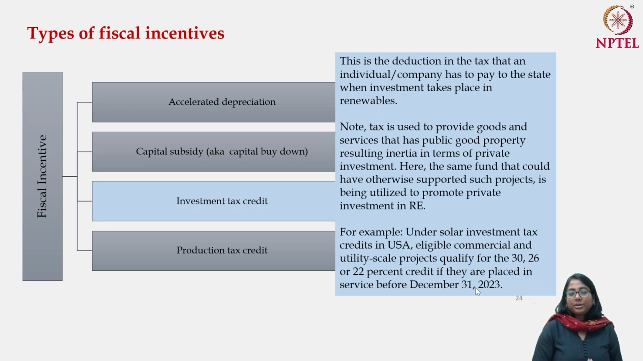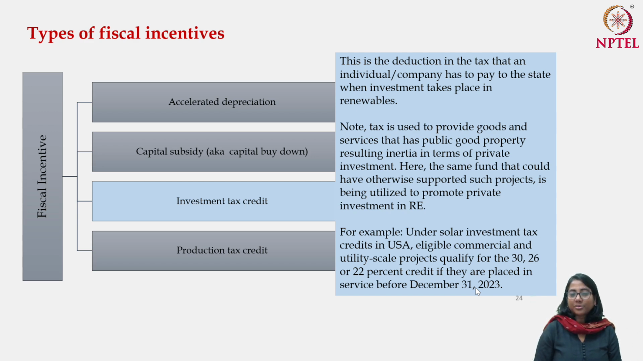The third option that we are going to talk about is the investment tax credit. Under capital subsidy, we have seen that the government is actually paying some money in order to subsidize the capital investment. Here, what the government is doing is basically a deduction in the tax that an individual or company has to pay to the state when investment takes place in renewables. So instead of paying money in the form of tax to the government, you can use a proportion of that money in order to set up the renewable energy supply system.